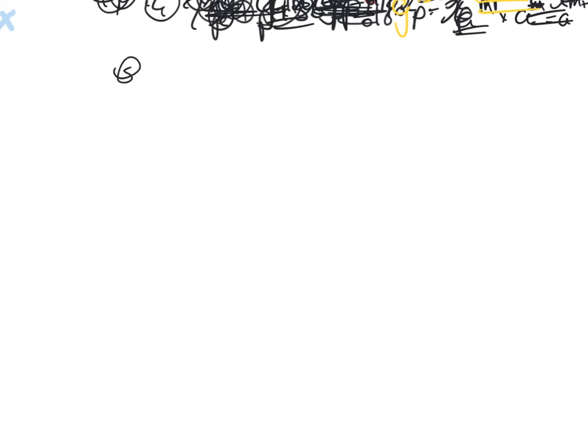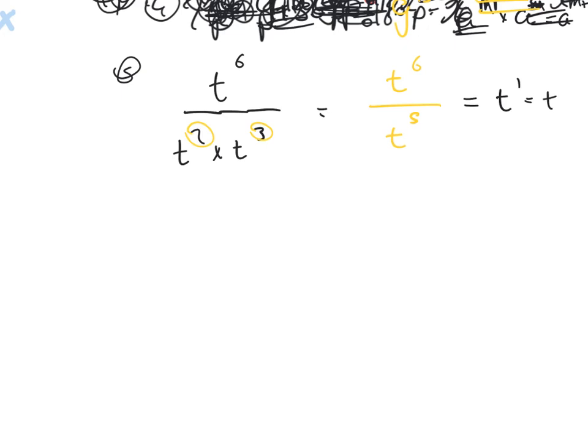Example 5. T to the 6 divided by t squared times t to the 3. Well, there's nothing to do up top. Just need to sort out what's down bottom. So it's going to be t to the 6 divided by t to the 5. 2 plus 3 is 5. I then do the division bit, which tells me to subtract, and that's t to the 1, which I can just write as t.